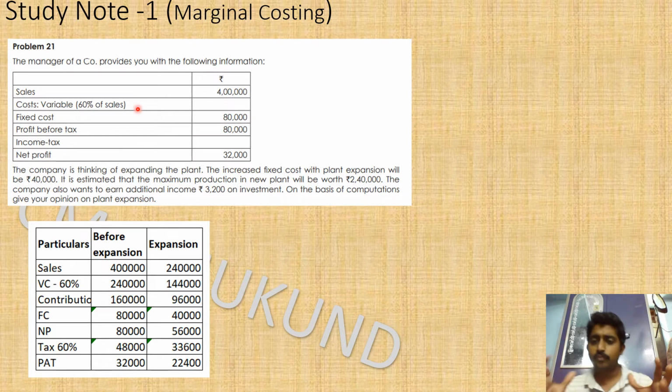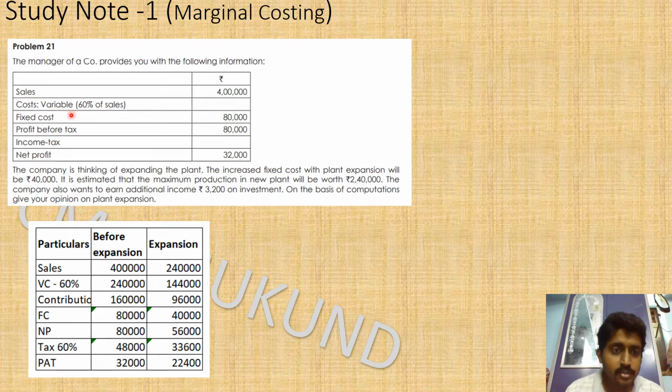So guys, you have to absorb all the facts very clearly. If variable cost is 60% of the sales, the balance 40% of the sales is going to be the contribution. So the 40% is contribution, which means 40% is the PV ratio. How much percentage of sales is contribution, that percentage we call the PV ratio or contribution margin.